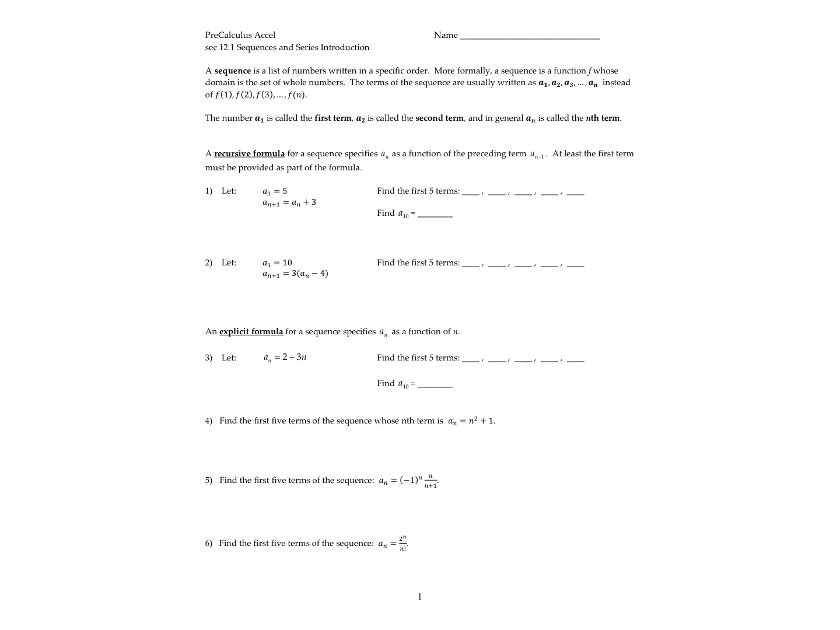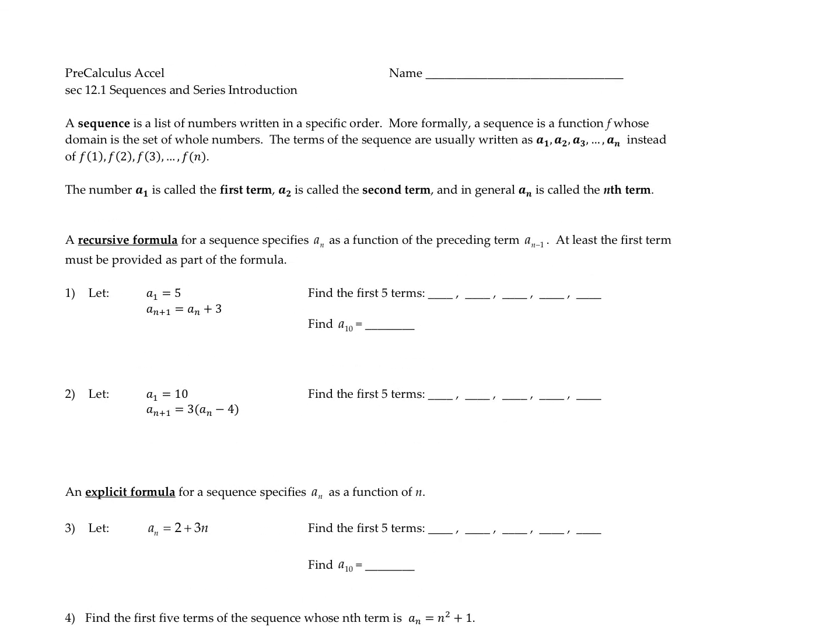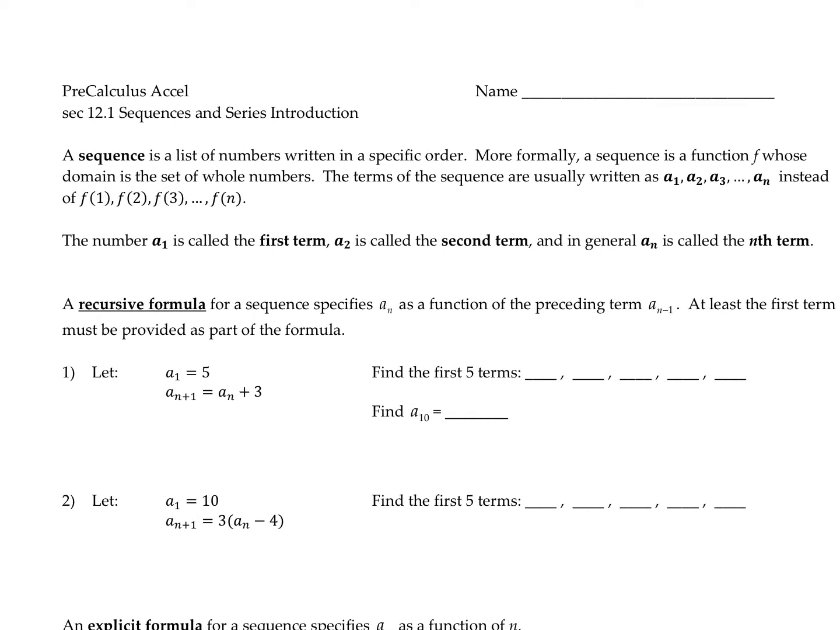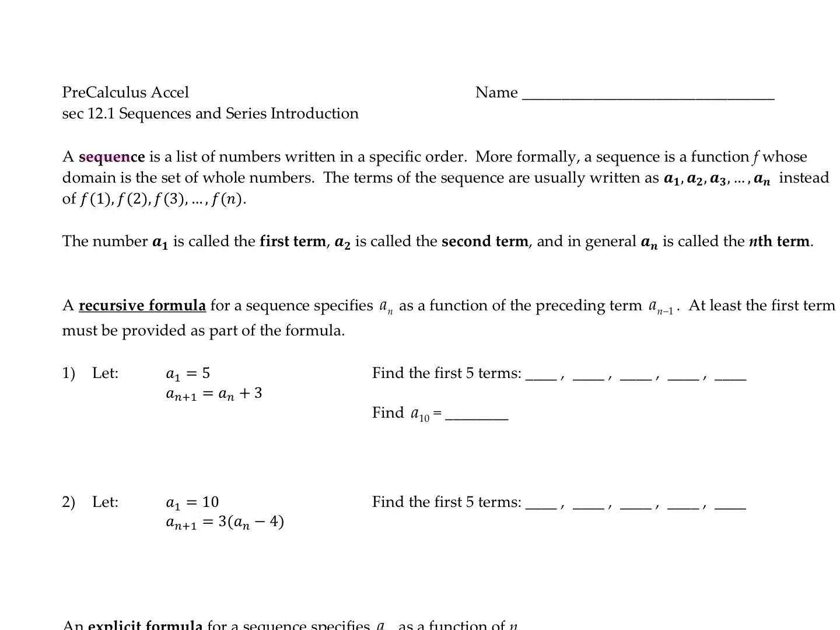In this video, we are going to talk about the section 12.1 sequence and series notes. So let's first talk about what it means to be a sequence. We'll zoom in a little more. So a sequence is a list of numbers written in a specific order.